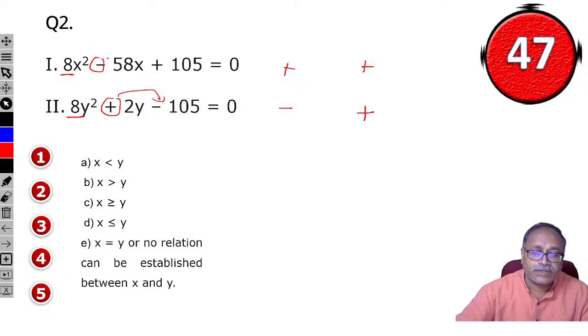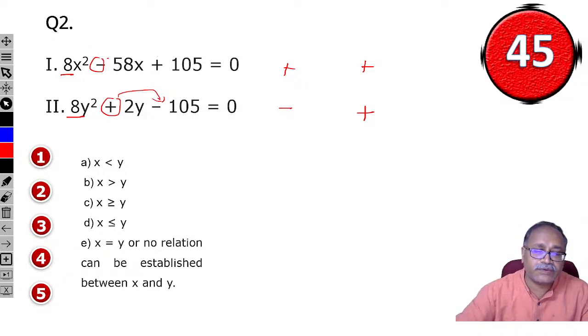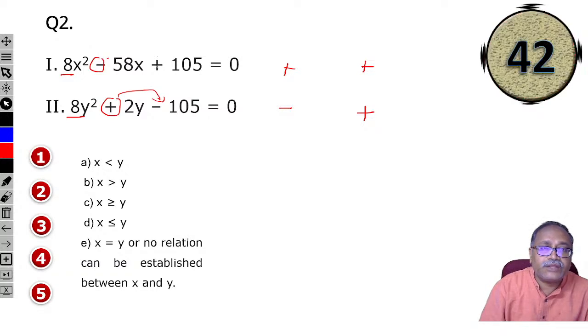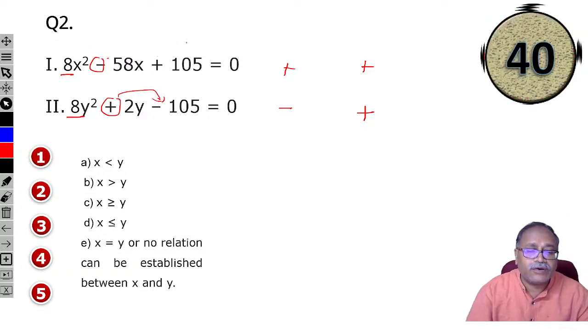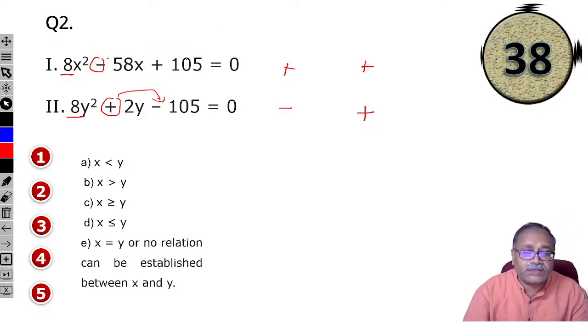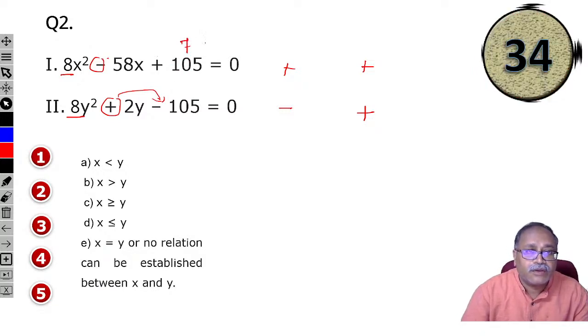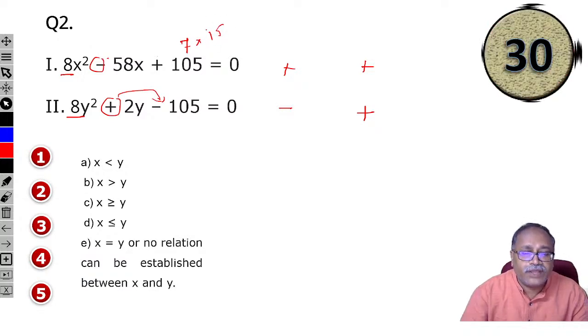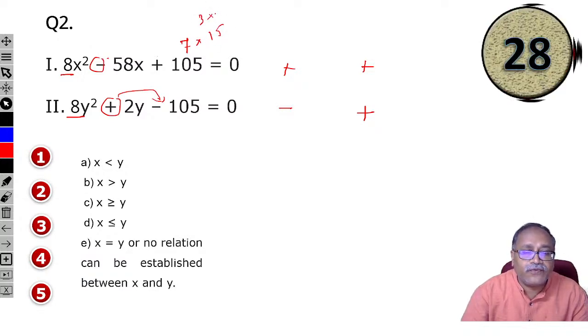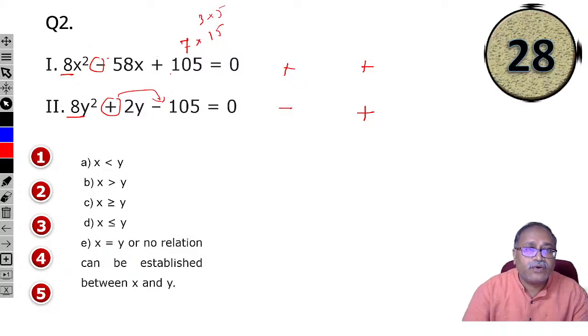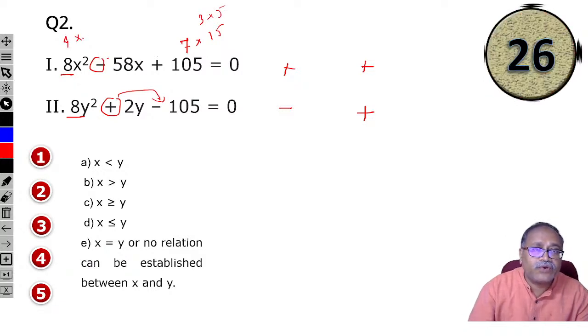Okay, coming to 108. So how do we express this 108? I need to break this one. I know that it could be written as 7 into 15, and 15 can be written as 3 into 5. Now it can be written as 4 into 2.